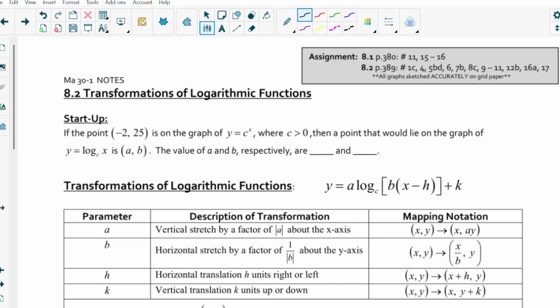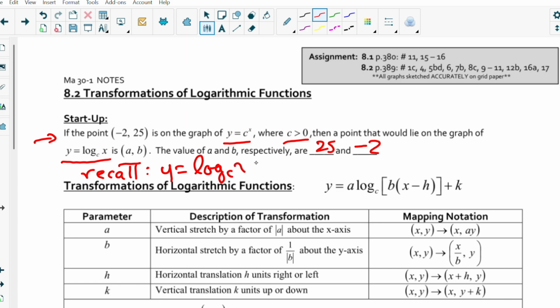Okay, start up. If the point (-2, 25) is on the graph of y equals c to the x, where c is greater than 0, then a point that would lie on the graph of y equals log base c of x is (a, b). The values of a and b respectively are 25, -2.